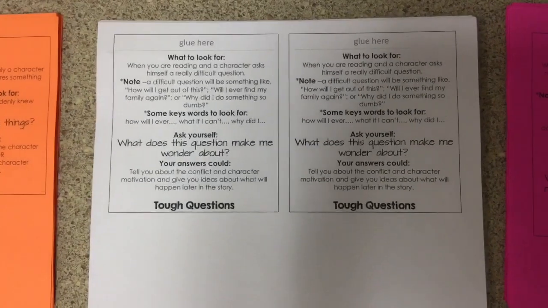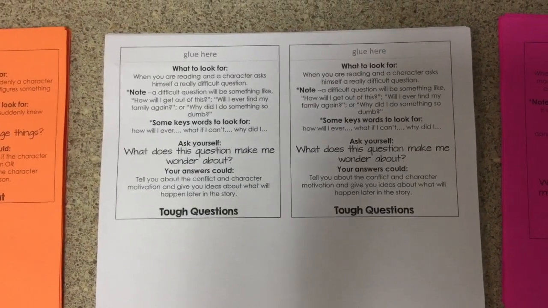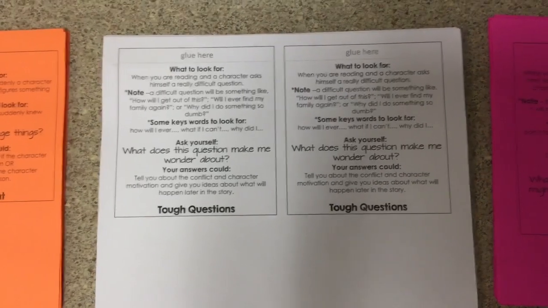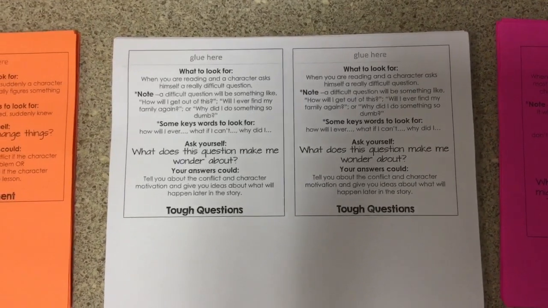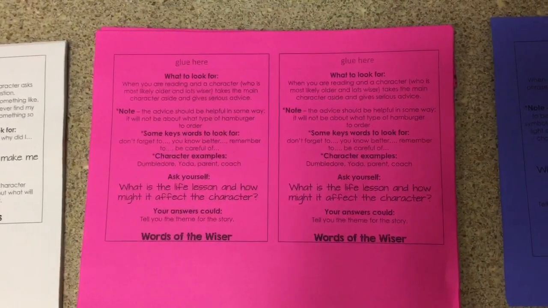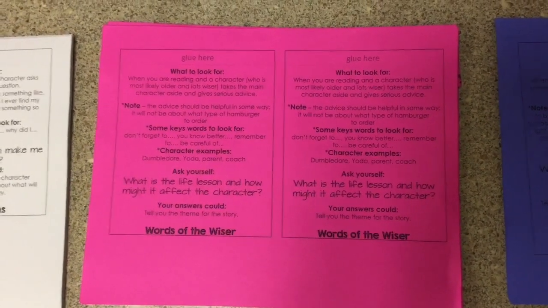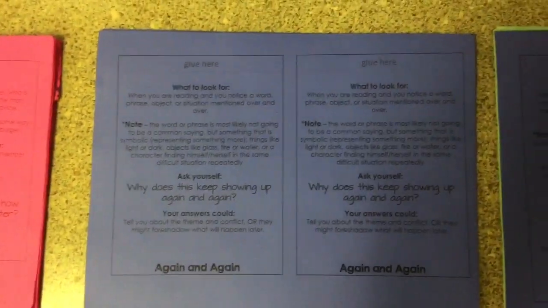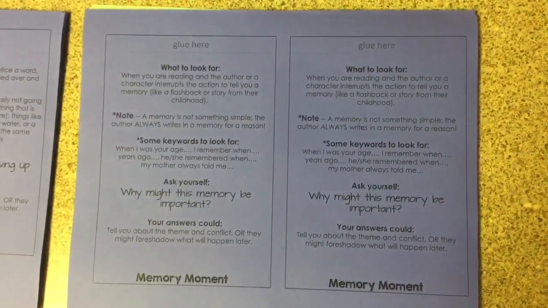Cut your own out. Going on to tough questions. Getting a little bit bigger. Again, you're cutting your one out. You do not need 2. You don't need a whole sheet. You just need 1. Okay, going on to words of the wiser, a little bit bigger. Make sure you glue at the top only so you can read the information. Then we have again and again, repetition, a little bit bigger. And your last one is memory moment.